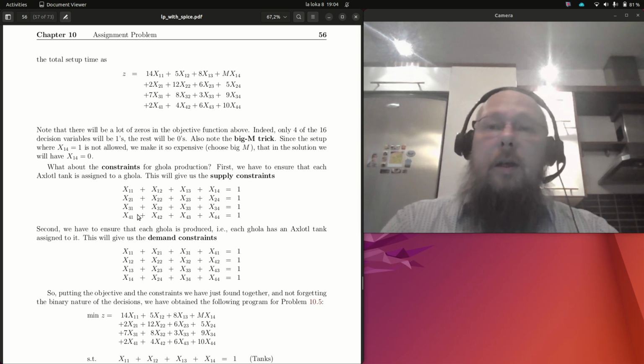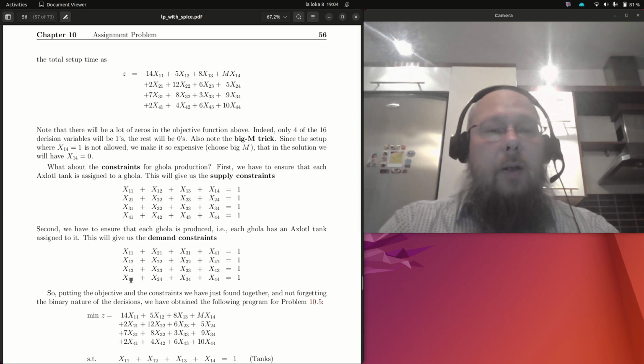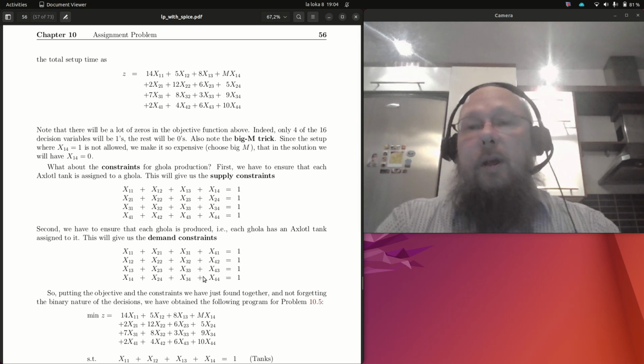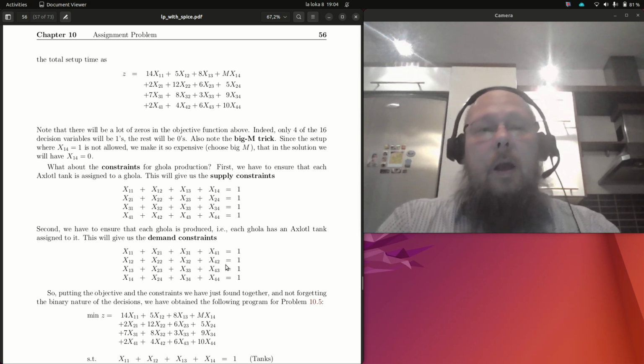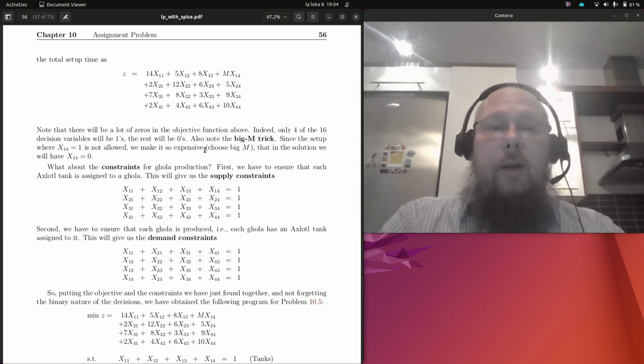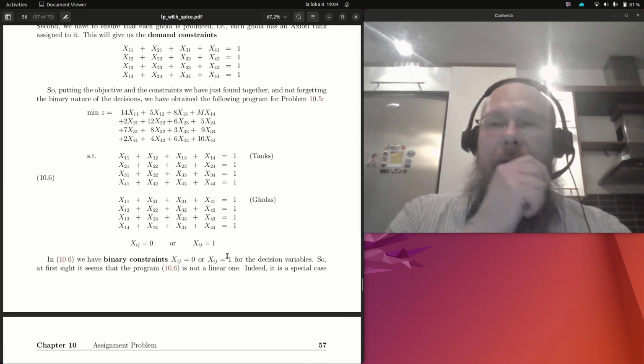Then we have the demand side, the same thing, but now this is transposed. So for example, in the last row here we have that goal 4, either tank 1, tank 2, tank 3 or tank 4 is producing goal number 4. This equals 1. And putting all this together, here we have almost an LP.